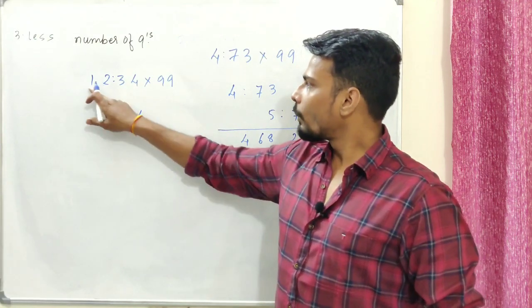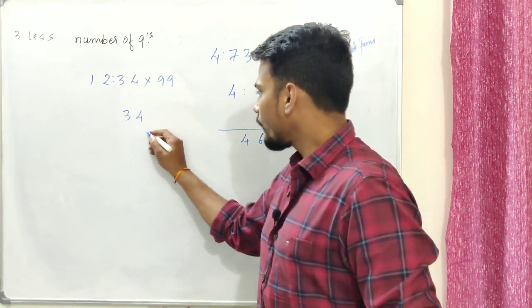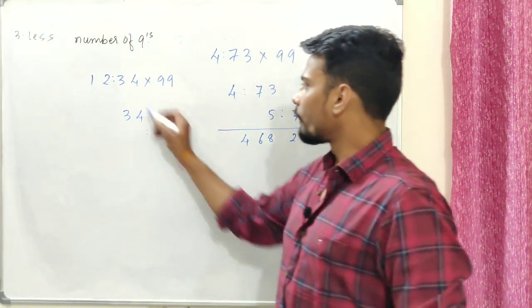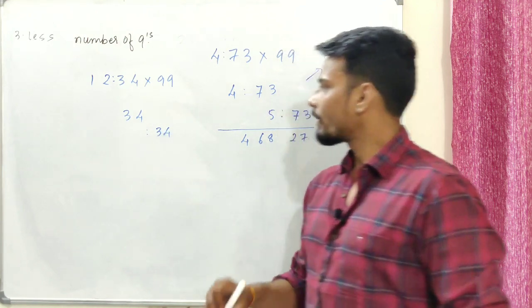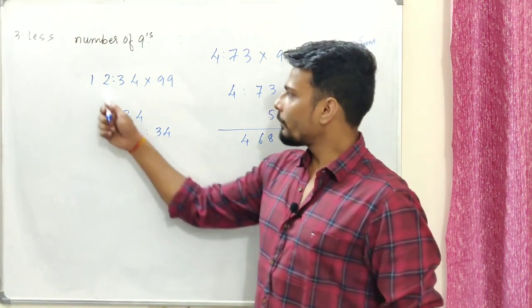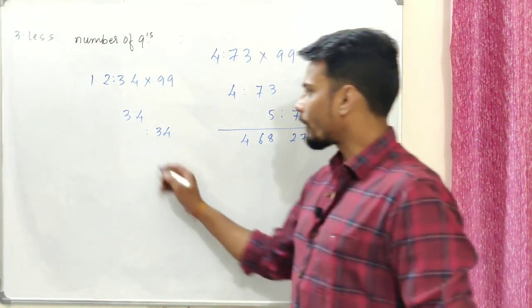Now what are you going to do? I'm going to add 1 to this number. Before that, you will write 34 over here. This 34 should come here. Now this 12 becomes how much? 13. I'll write 13 over here.